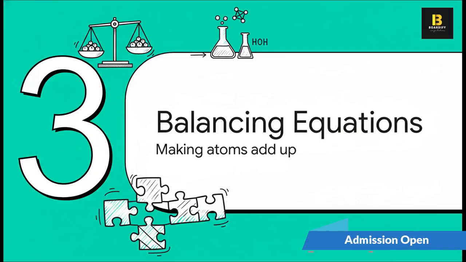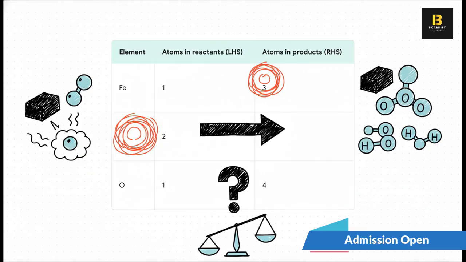Now, I know it can look a bit intimidating at first, but trust me, it's just a logical puzzle. We're just making sure everything adds up, and we're going to walk through one together right now. Let's try to balance the reaction of iron with steam. Let's look at the scorecard here. On the left side, the reactants, we have 1 iron atom, 2 hydrogen, and 1 oxygen. But on the right side, the products, we have 3 iron atoms, 2 hydrogen, and 4 oxygen atoms. The hydrogens look okay for now, but the iron and oxygen are totally out of balance. Our mission is to make them equal.